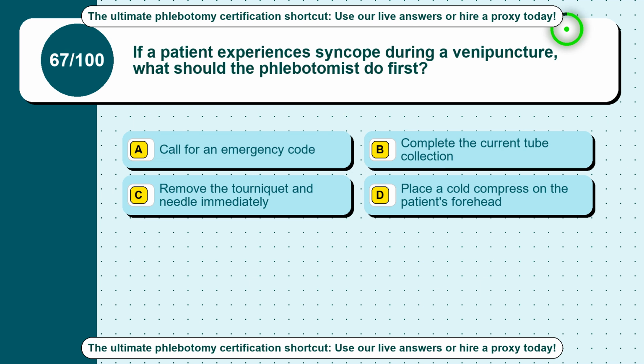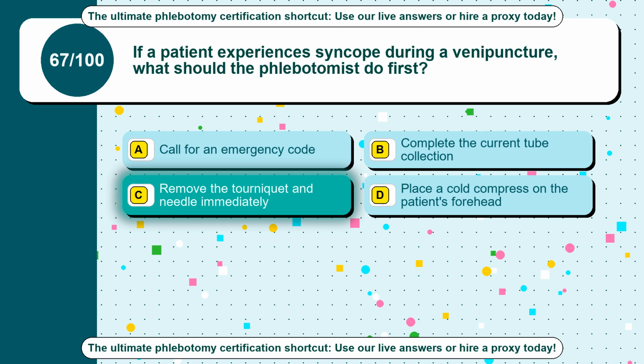Question 67. If a patient experiences syncope during a venipuncture, what should the phlebotomist do first? Option A, call for an emergency code. Option B, complete the current tube collection. Option C, remove the tourniquet and needle immediately. Option D, place a cold compress on the patient's forehead.